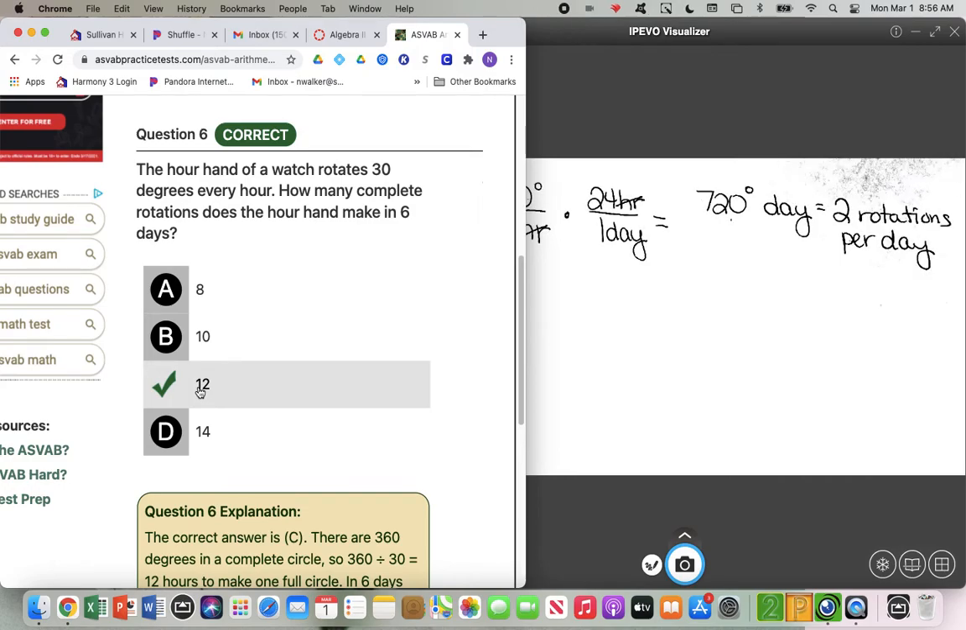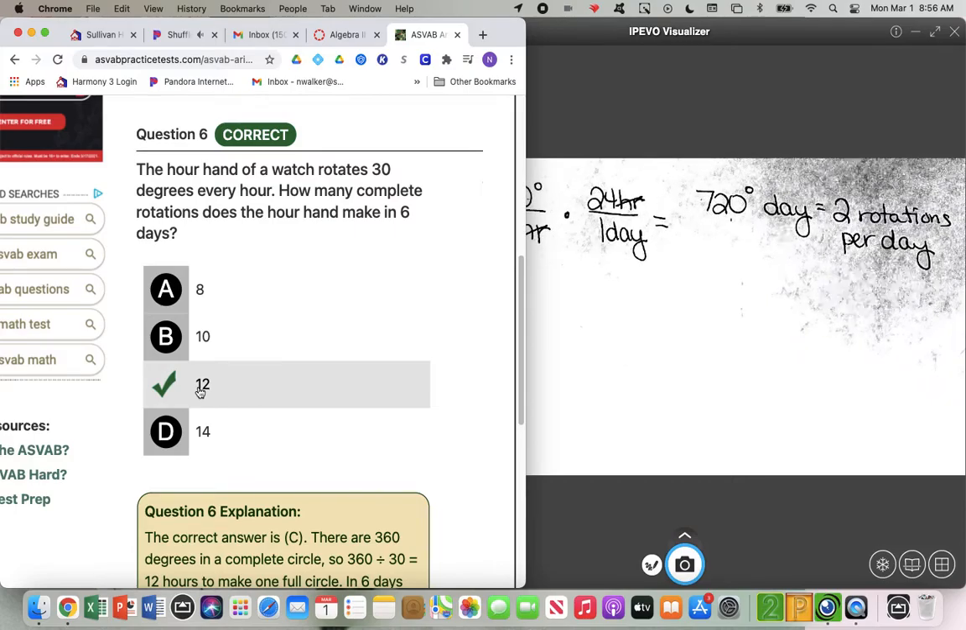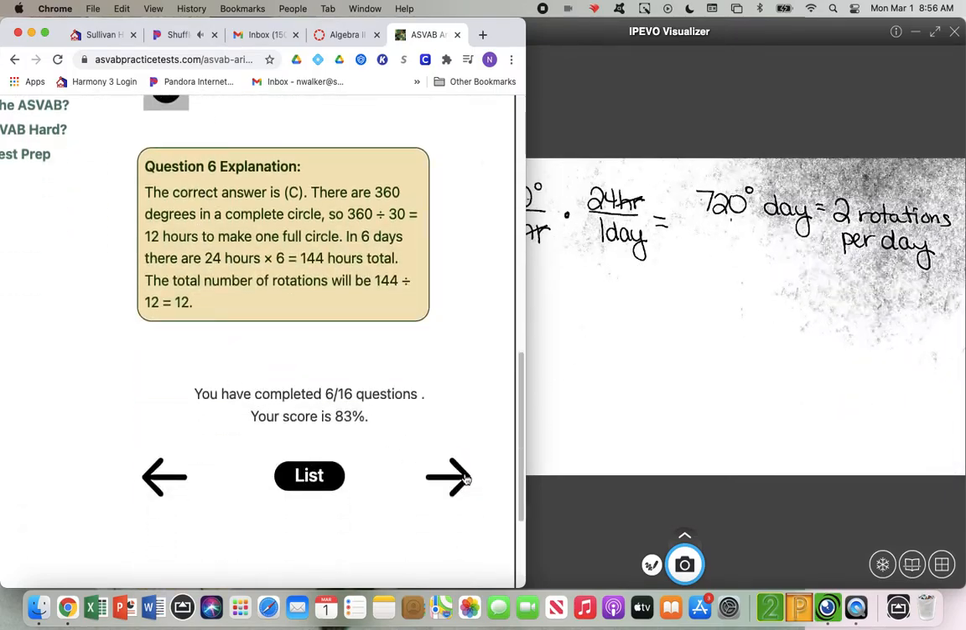So even if you aren't okay with multiplying to get your degrees and knowing how many degrees are in a rotation, just think about that. An hour hand makes an AM rotation and a PM rotation. So that's 2 per day times 6 days is 12.